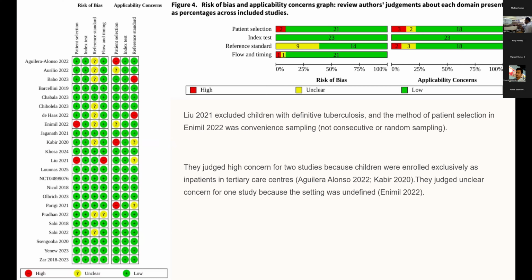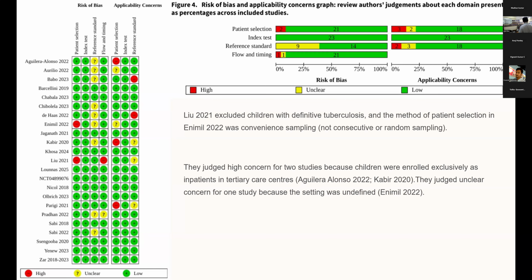So the NMIL 2022, they looked at convenience sampling. That's not really a good way of sampling patients. So in terms of patient selection, the risk of bias for that NMIL study is shown as high risk of bias. Similarly, if you look at the applicability of patient selection, suppose we are looking at it.